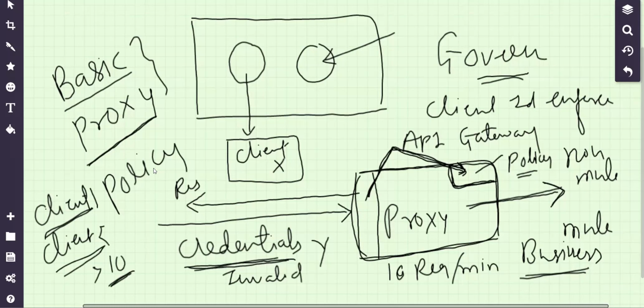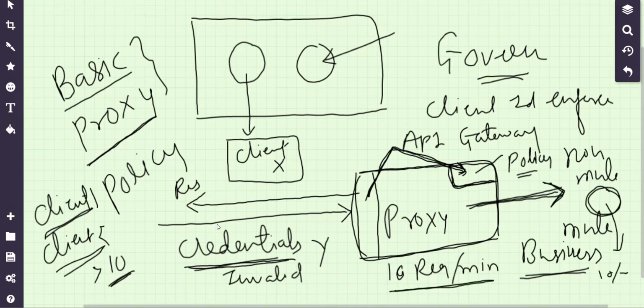And why am I applying this policy? Basically, whatever target systems I'm hitting from my proxy API, I want to save that target system, because the target system is only able to handle 10 requests per minute. So that's the reason I'm applying this policy, so that my target system will be safeguarded, right?